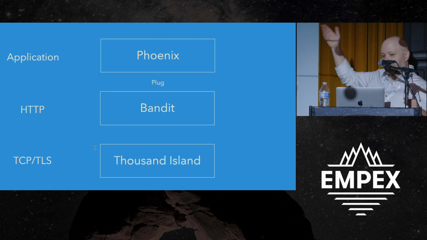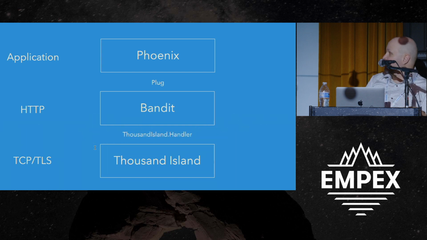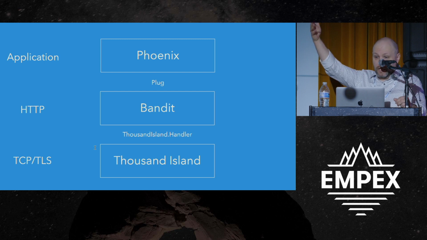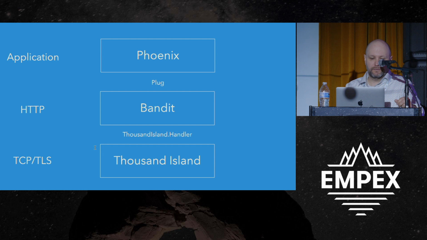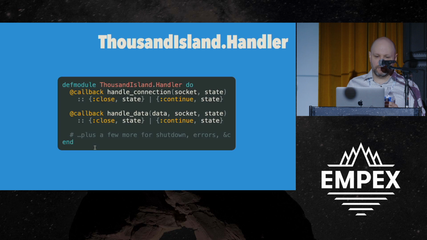So between Phoenix and Bandit, we know that Bandit serves Phoenix by way of the Plug API. That's the abstraction that sits between those layers. The abstraction that sits between Bandit and Thousand Island is what we're going to talk about now. This is codified in the ThousandIsland.Handler behavior. And this formalizes how higher level protocols get to sit on top of Thousand Island. So the TLDR is that you can think of it kind of like a GenServer for sockets, right? It's got an API that looks and acts an awful lot like the GenServer API. And it looks something like this.